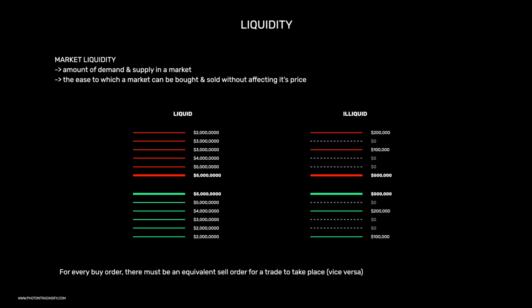So I'm going to repeat that sentence. For every buy order, there must be an equivalent sell order for a trade to take place. And for every sell order, there must be an equivalent buy order for a trade to take place. Okay? Because otherwise no trade can take place.